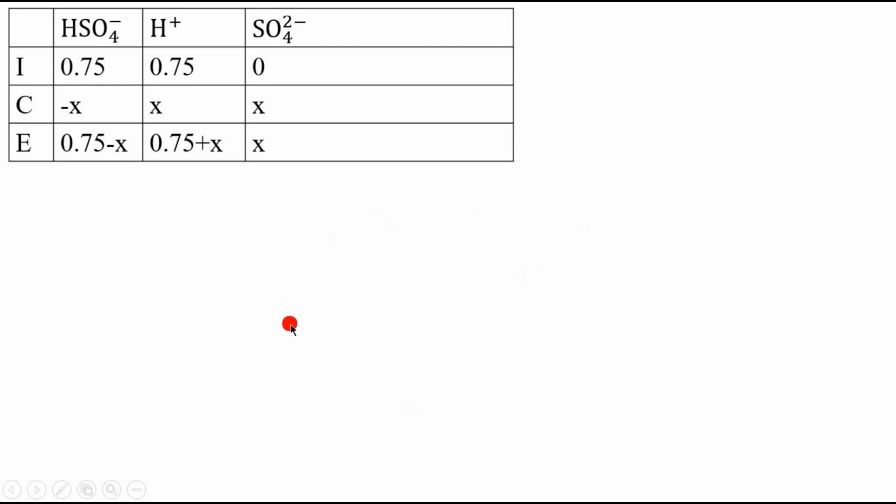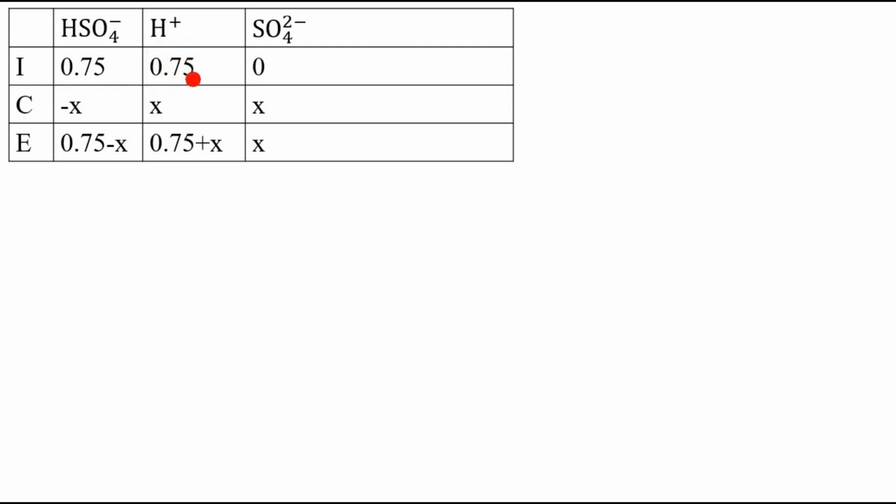After the first dissociation, we have 0.75 of HSO4 minus, 0.75 of H plus and 0 sulfate. Then in the second dissociation, that's where the sulfate is going to form. The second dissociation involves HSO4 minus, that's why we put negative X. This one will be removed, the H plus will be formed and the sulfate is going to be formed. But remember, there is also 0.75 H plus from the first dissociation.